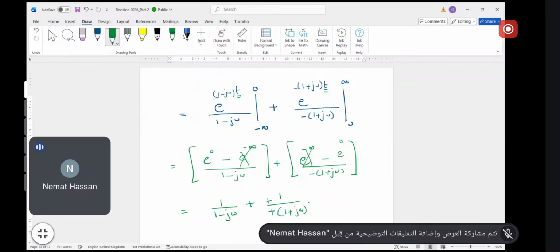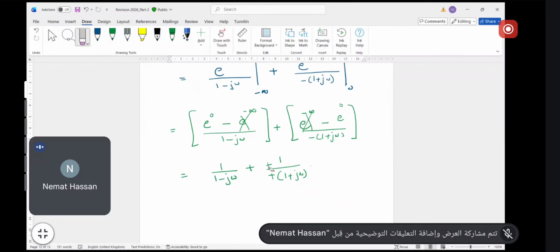So it's equal to this, right? This can be further simplified if you want to convert it into a single complex number, but I will leave it here. Is it clear? Any questions so far?